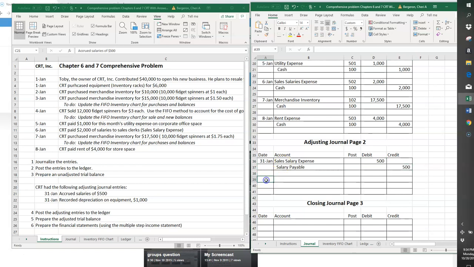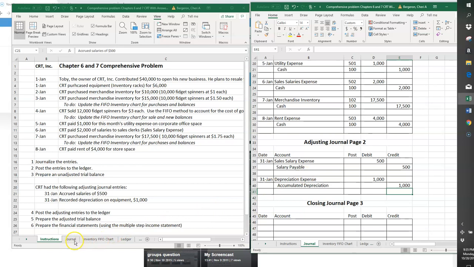All right, the second one says depreciation. So we recorded depreciation. So we debit depreciation expense and we credit accumulated depreciation, which is a contra asset account, and that is for $1,000. Okay, so once we have made our adjusting journal entries, we're going to post those to the ledger.